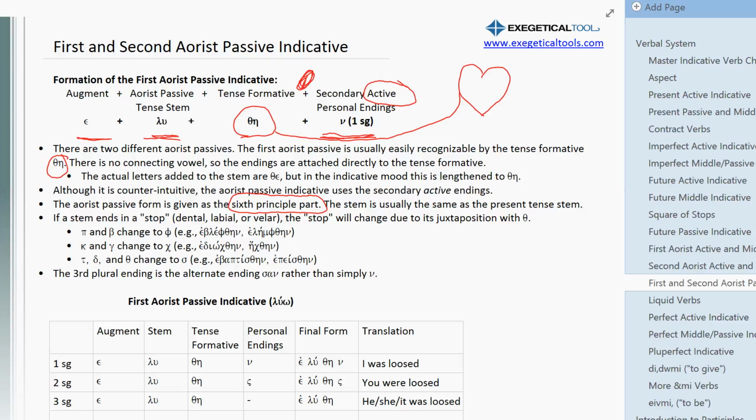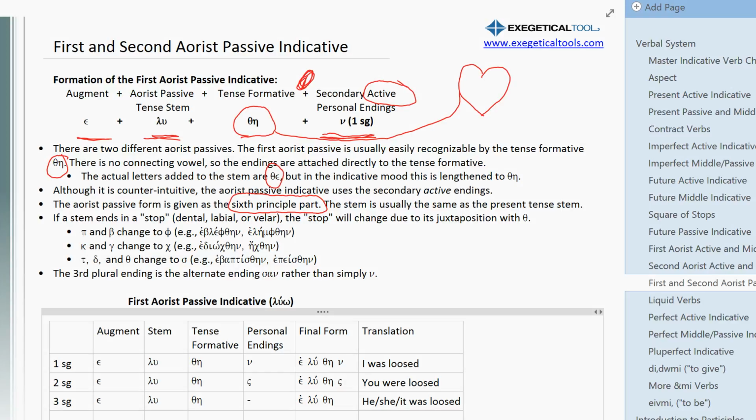The tense formative is technically theta epsilon, and this is important to know because once you get to participles, you are going to have theta epsilon as the actual tense formative there. But in the indicative mood, it always lengthens to theta eta. So we do love the theta eta, but at the same time, the actual tense formative is theta epsilon, and then it lengthens. I only tell you that so that you'll be able to remember when we get to the participles. So you won't have to memorize something completely new, but you'll say, oh yeah, I kind of remember that from the aorist passive indicative, that the eta had lengthened from an epsilon.